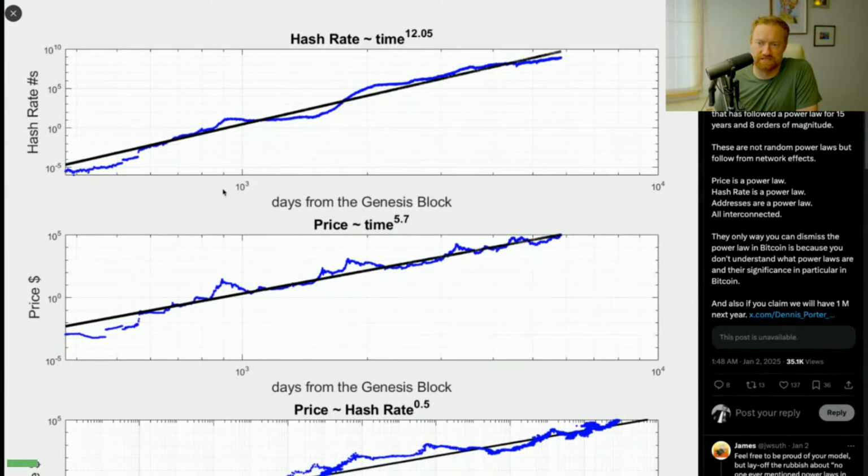Here's hash rate over time, price over hash rate. This is another good example of a Metcalfe law, although the ratio doesn't exactly equal 2 in this case. It's 0.5. Not the ratio, excuse me, the power. All right, so this is hash rate versus price. So as the hash rate grows, as the price grows, okay, this one.